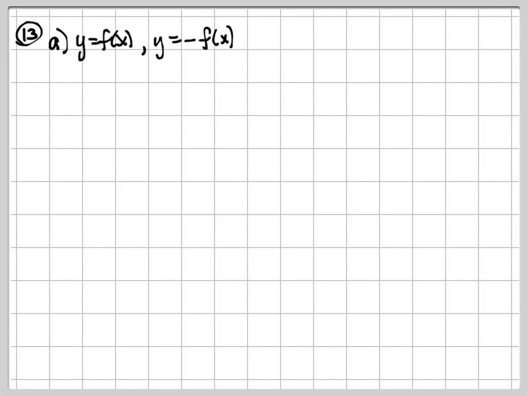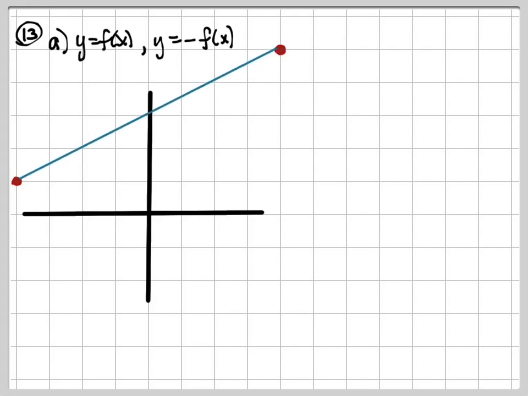Okay, good deal. And so the graph that's given starts out looking like this. Okay, this was what his graph looked like on part A.